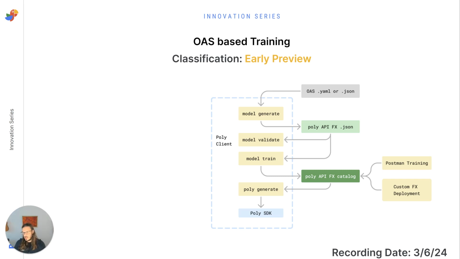It pulls from it and generates SDKs. And likewise, the AI agent stays unaffected. It doesn't care how you train Poly. It just works off that catalog data.